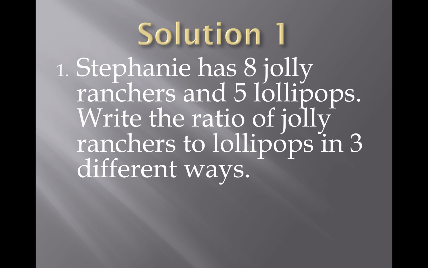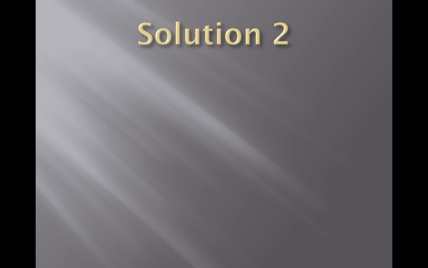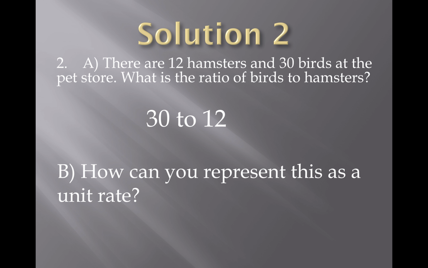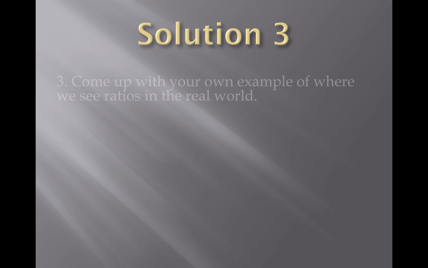Solution 1. You have to write 8 to 5, 8 colon 5, and 8 over 5. Solution 2. 30 to 12. We had to reduce it. So 3 birds for every hamster. Solution 3.